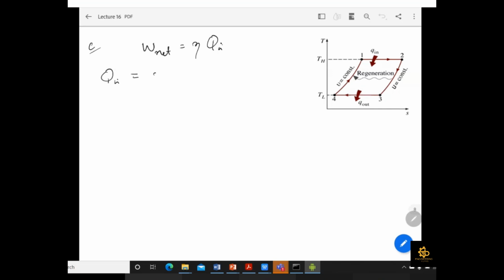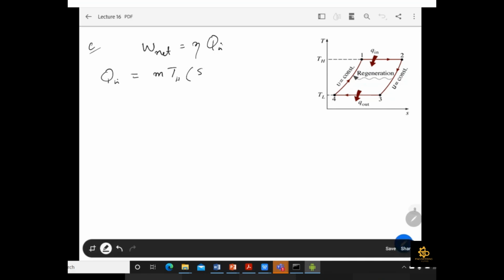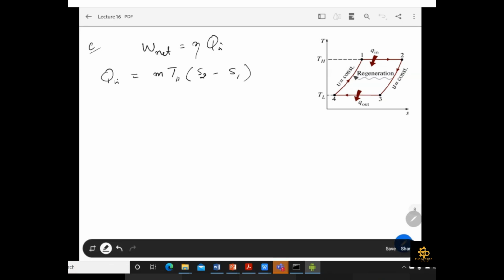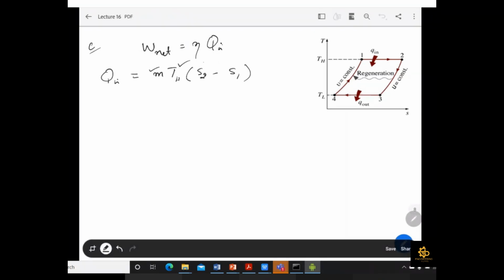Q in is between point 2 and 1, and you already know that it is equal to eta, TH, which is the highest temperature, times S2 minus S1, the change in entropy. Now we have the value of eta and TH, but we do not know the value of S2 minus S1. So first we have to find the value of S2 minus S1.